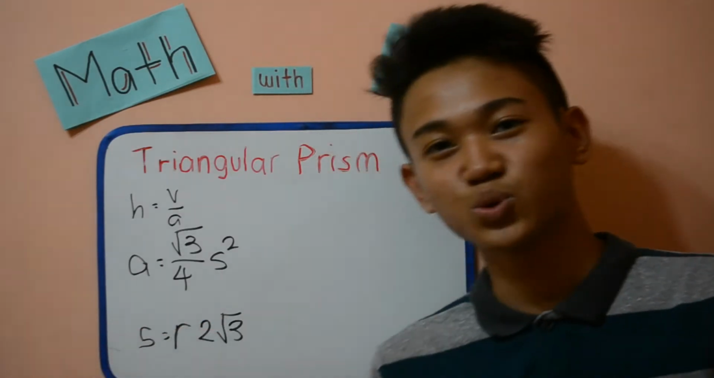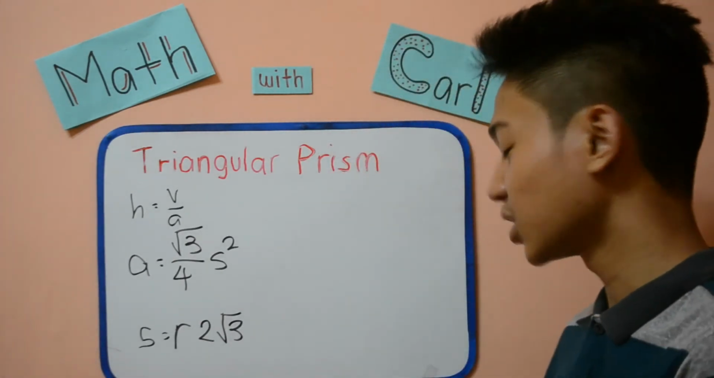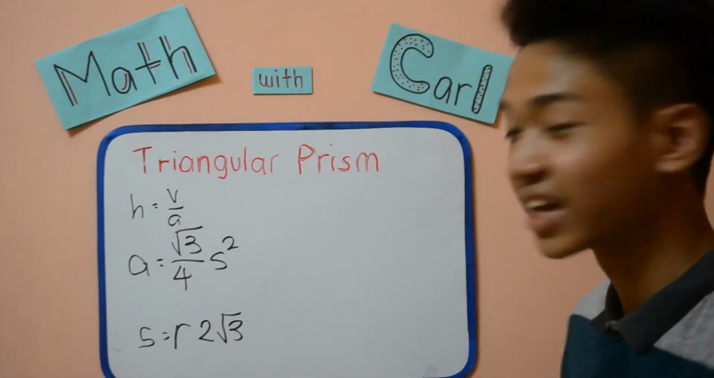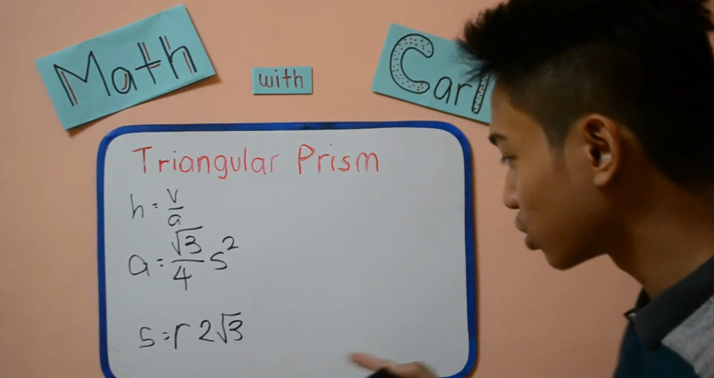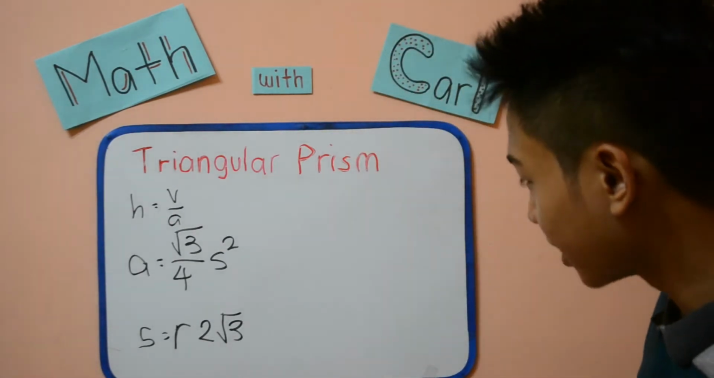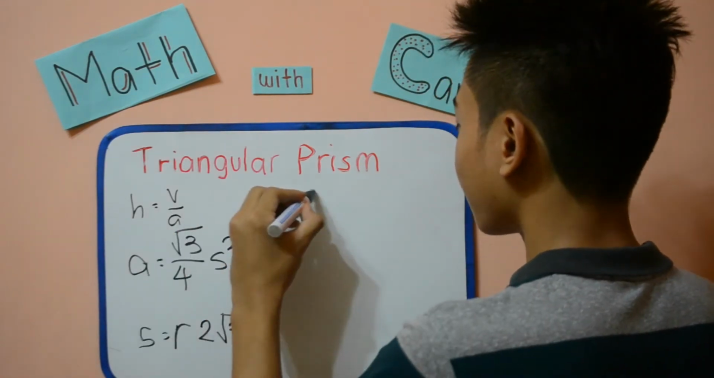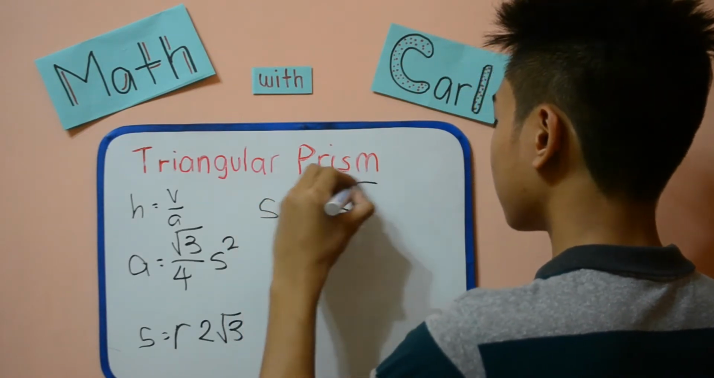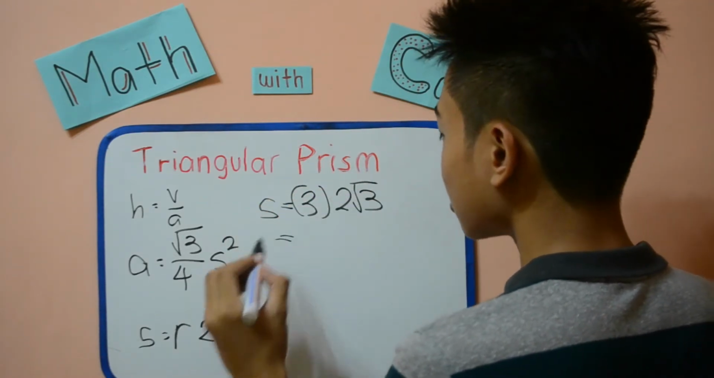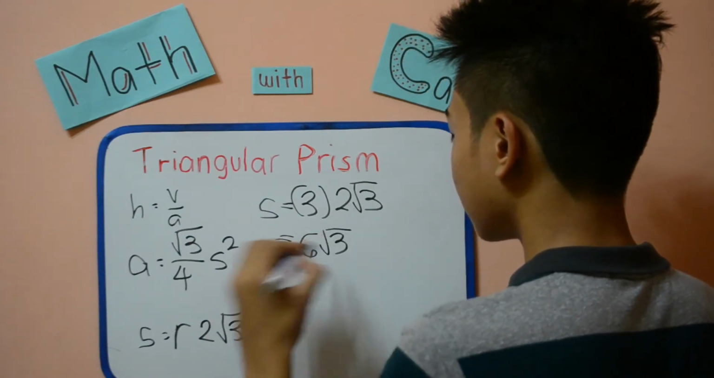Now since we have all the equations we need in order to solve the problem, we can substitute the values so we can finally get the H, or the answer of the problem. First, S is equal to R times 2 square root of 3. We have an R of 3, so we can substitute it. It will become S is equal to 3 times 2 square root of 3. So we will have an answer, or a side, of 6 square root of 3 centimeters.